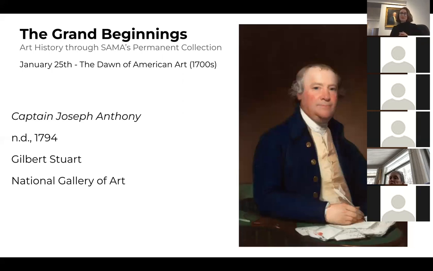This is a portrait of Captain Joseph Anthony, and Joseph Anthony was a merchant in Philadelphia and actually the first cousin of Gilbert Stewart. And so he did several portraits of Captain Joseph Anthony, not quite like a muse, but more as a respected peer. And so this portrait is similar to the portrait behind me, who's also Captain Joseph Anthony. They're probably about a year apart.